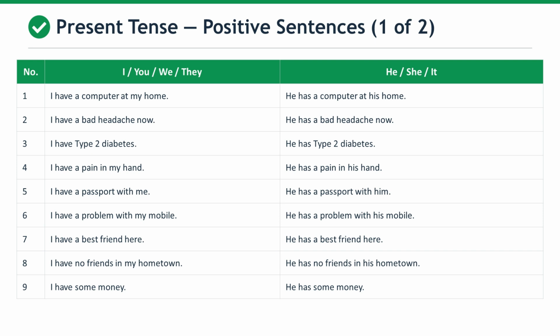I have a passport with me. For he has a passport with him. I have a problem with my mobile. For he has a problem with his mobile. I have a best friend here. For he has a best friend here. I have no friends in my hometown. For he has no friends in his hometown. I have some money. For he has some money. Notice how have changes to has when the subject changes to he, she, or it.